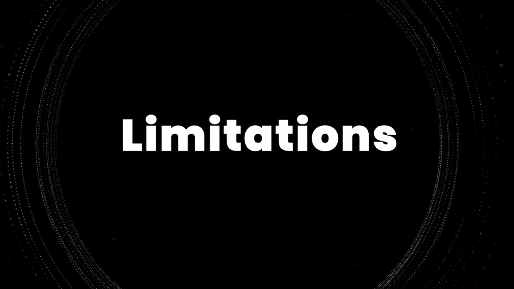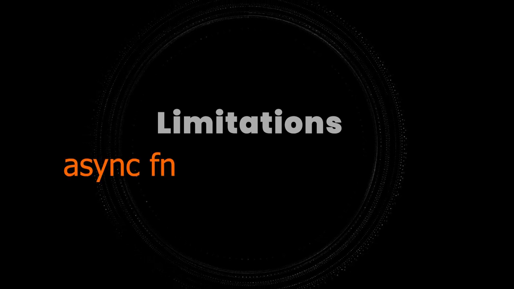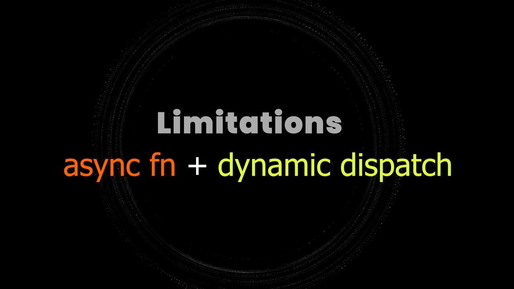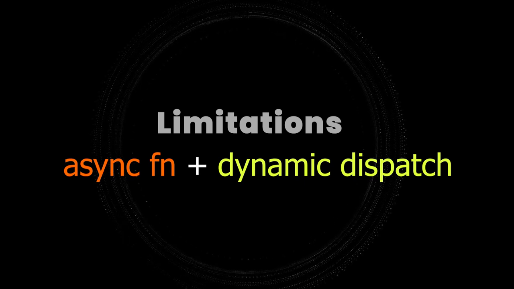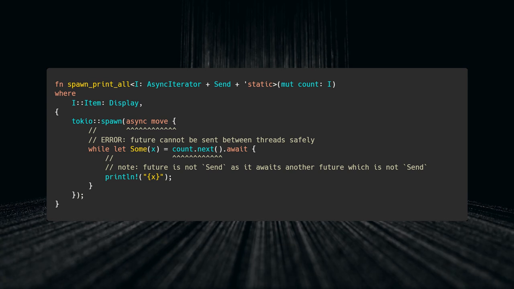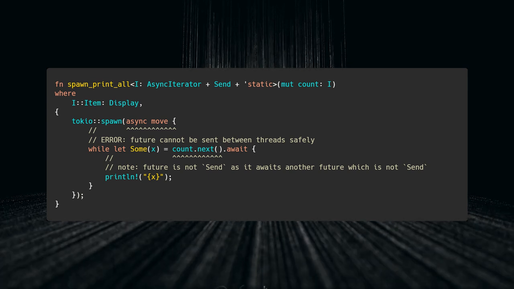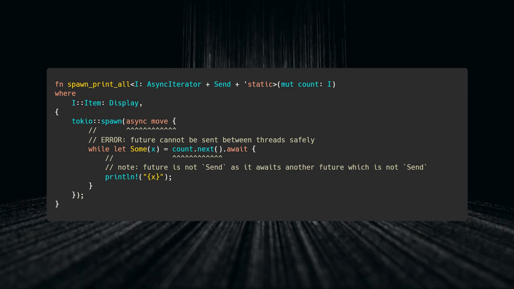Before we go further, it's important to mention that this feature has a couple of limitations. Firstly, you cannot call an async function with dynamic dispatch. Solutions are being discussed, but none are close to completion. In the meantime, if you need dynamic dispatch to work, you can use the async_trait macro mentioned earlier in this video. Another limitation is that you cannot spawn a generic function while using a work-stealing executor like Tokio.